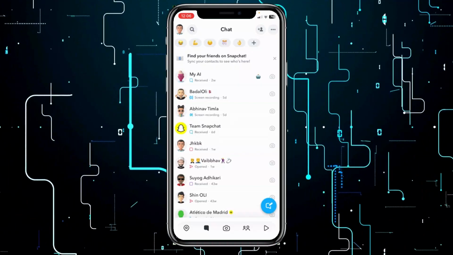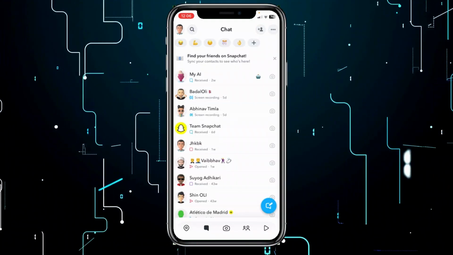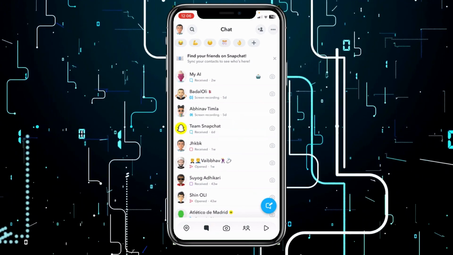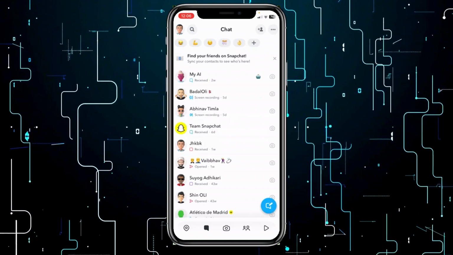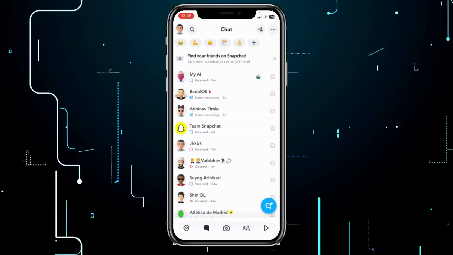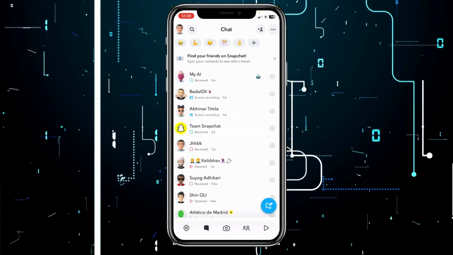Today, I'll be telling you guys what the Snapchat friend limit is, okay? So if you do not know, Snapchat only allows you to have 6,000 friends at a time. So if you're trying to go above the 6,000 mark, that basically means you have reached the friend limit.